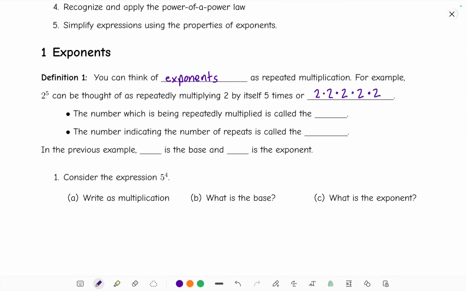The number which is being repeatedly multiplied is called the base. The number indicating the number of repeats is called the exponent. In the previous example, 2 is the base and 5 is the exponent.